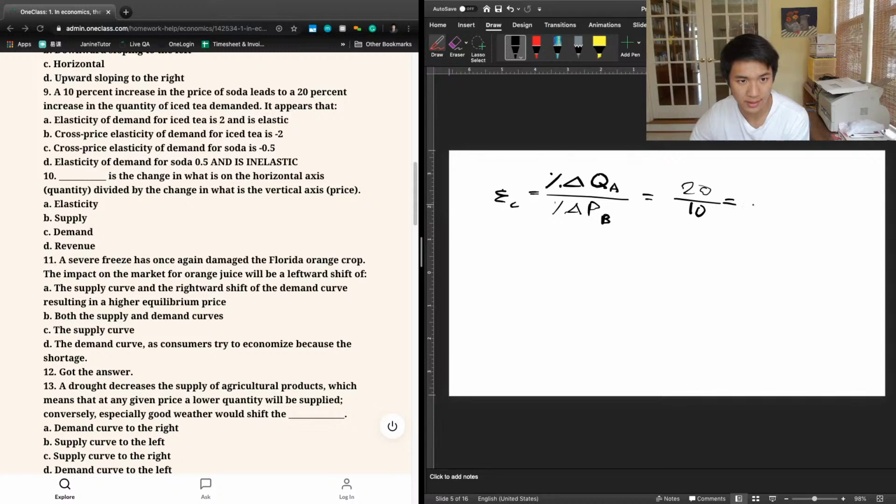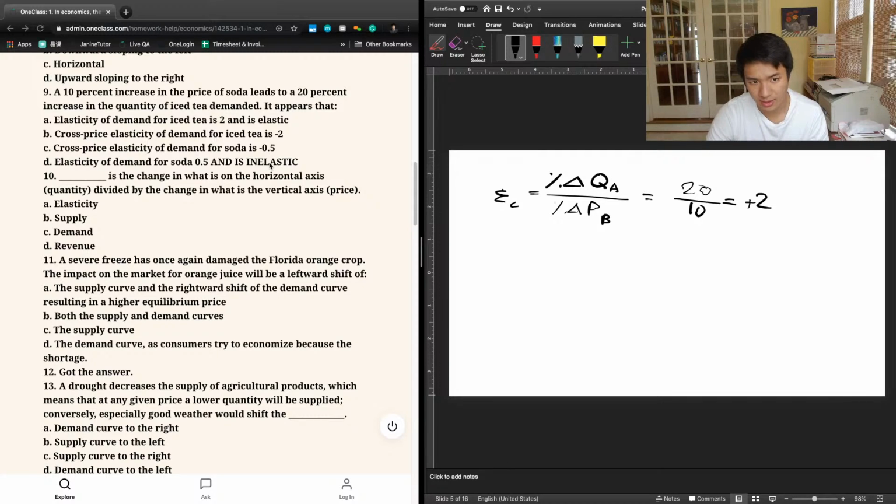So we get that the relationship would be equal to -2, right? So again, elasticities are negative, and so that seems to be the case for our circumstance. A 10% increase in the price of soda leads to a 20% increase in the quantity of iced tea demanded. Actually, I don't think it would be negative, right? It would be positive.